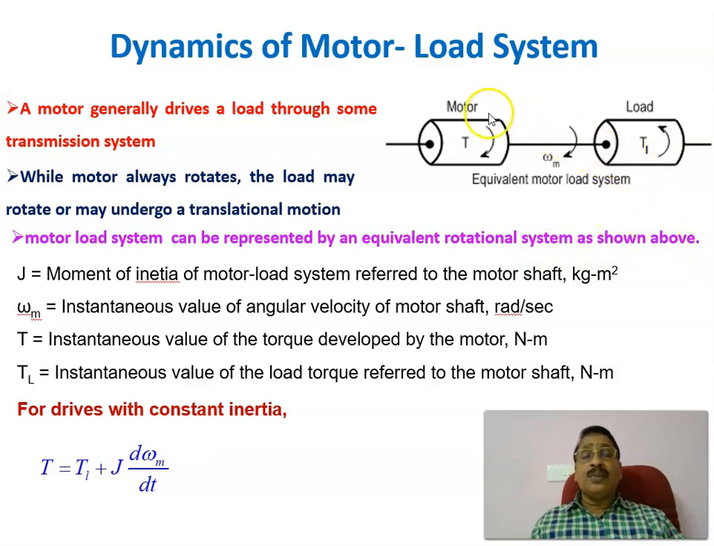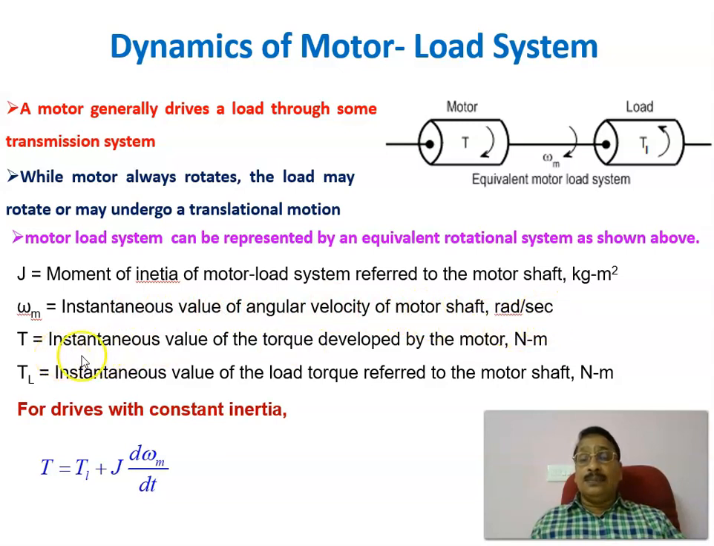Therefore, the motor load system is represented like this, in which the motor torque is represented here, and always the load torque will be opposite to the motor torque. The motor torque is in a clockwise direction and the load torque is in an anti-clockwise direction. J is the moment of inertia of the motor load system referred to the motor shaft, in kilogram meter square, and omega m is the instantaneous value of the angular velocity of the shaft in radians per second.